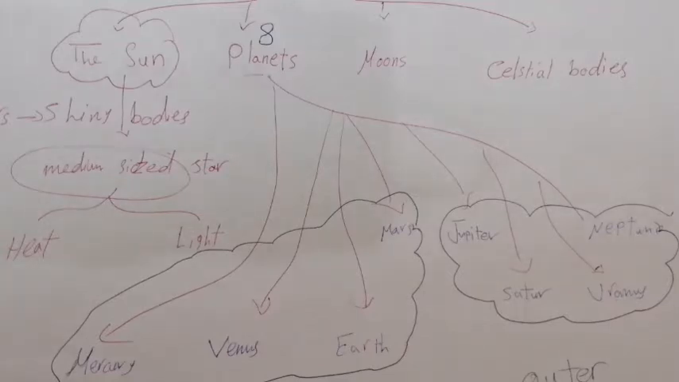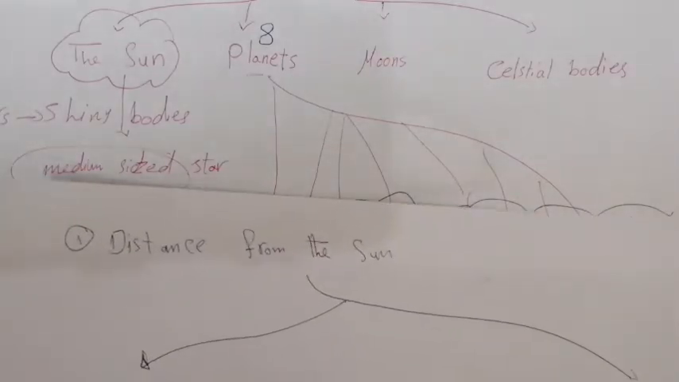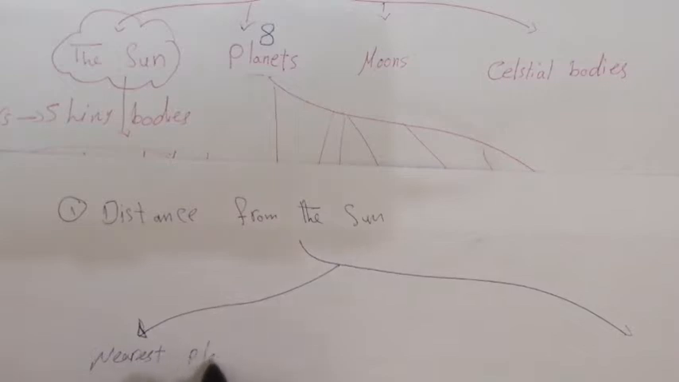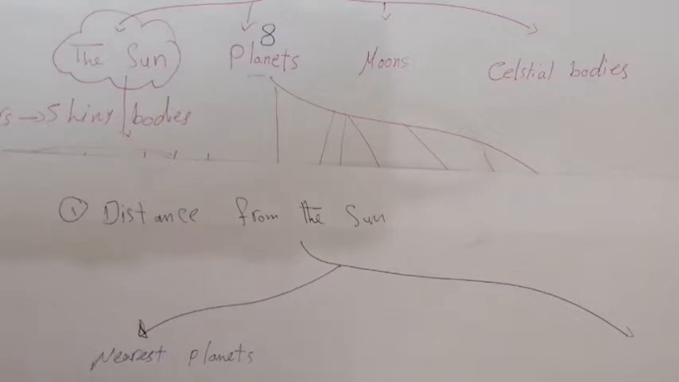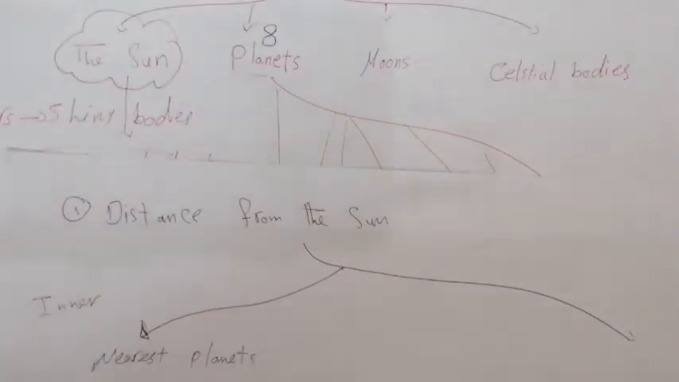Of course, and as you know, inner planets are the nearest planets to the sun. And by the way, for this reason they are called inner. It comes from the word inside.